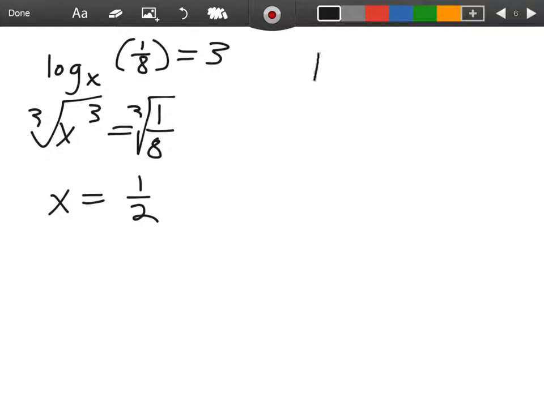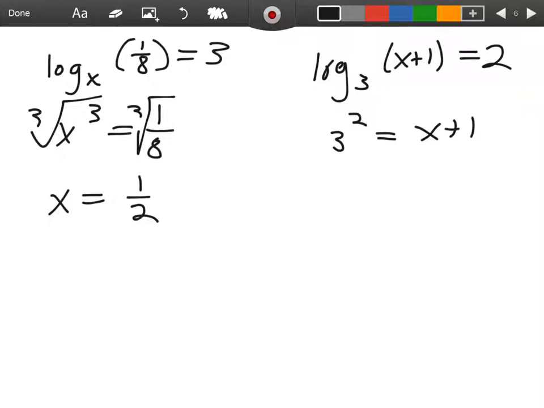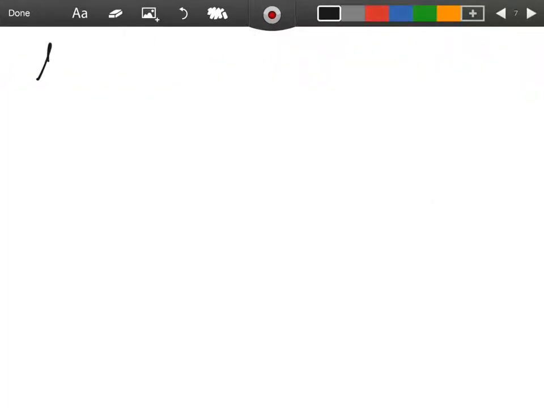Okay, another one. Log base 3 of x plus 1 equals 2. Convert it to exponential form. I get that 3 squared is 9. Subtract 1 from both sides. x equals 8.